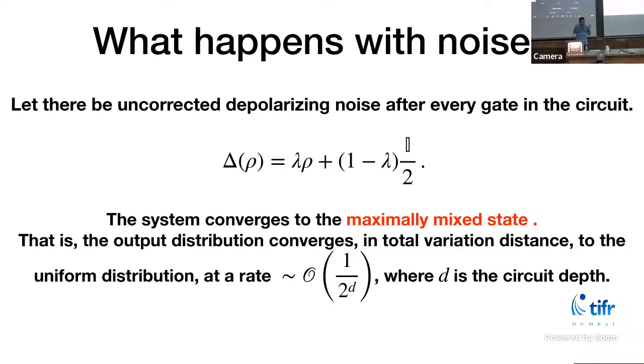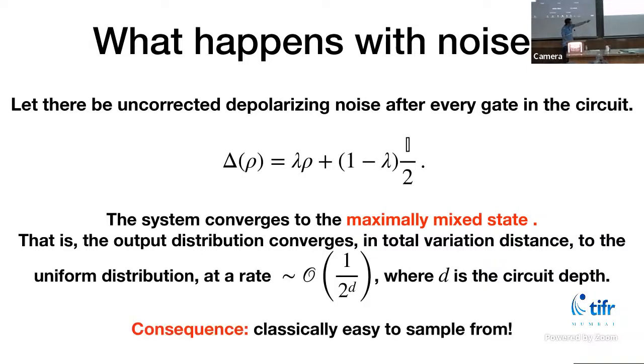And so for large depths, polynomial, super log even, let's say, the flat distribution itself is a good proxy for the distribution of these random circuits. So classically, sampling is trivial. Just flip some coins and those are your samples, and that works. The consequence is classical sampling becomes trivial at high depths, when you have this noise.